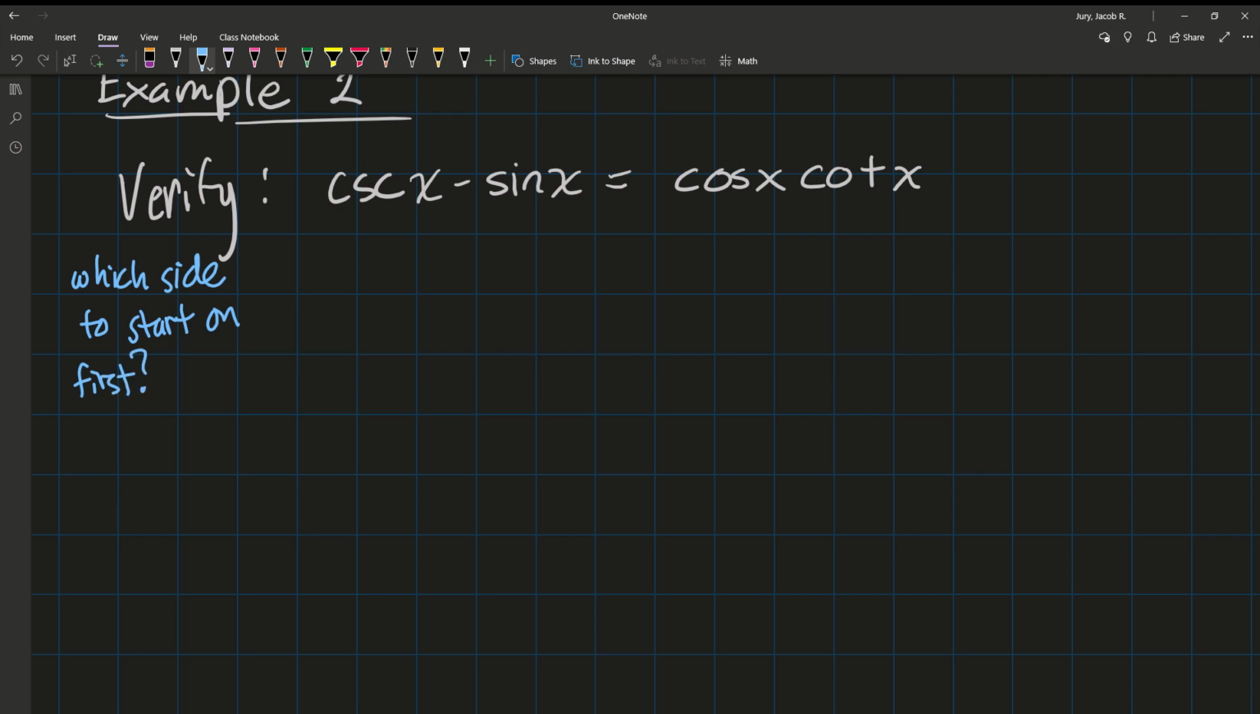And that really comes down to what you're comfortable with. Do you want to turn the left side into a single term, or do you want to turn the right side into two separate terms? Personally, I like the idea of making two different terms look like one term. So I'm going to try that. So I'm going to do what I know I can do in the first place.